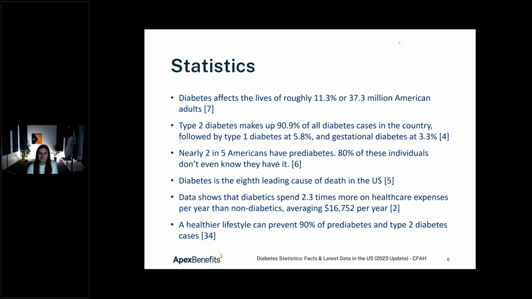The good news is, with all these startling stats here, a healthier lifestyle can prevent 90% of prediabetes and type 2 diabetes cases. So although type 1 diabetes is something that is this autoimmune condition that's still not a really known cause, and there's no cure, unfortunately, for that, type 2 diabetes, prediabetes, absolutely has areas that we can impact to not only prevent, but also try to help, again, not cure, but help put back into remission and live a healthy, long lifestyle.